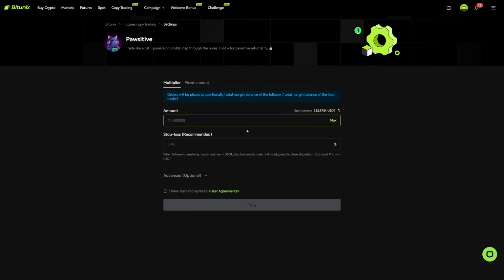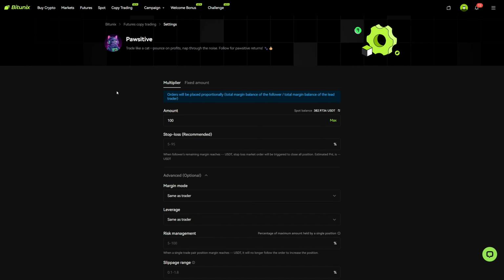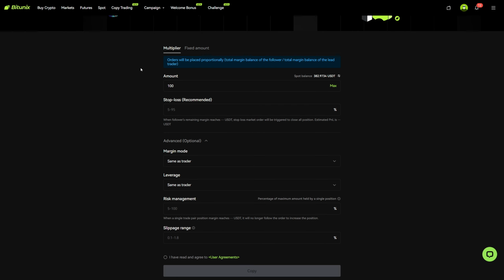Now we can decide how much we want to put in here. Let's just start with $100. And then we can add a stop loss. So you can say, for example, if the price goes down 1%, I want to be out of the trade, or 5% or 10%. This is really different for everybody. Everybody has different risk management. In this case, I will just leave it open. So I fully copied the exact strategy that this trader is using.